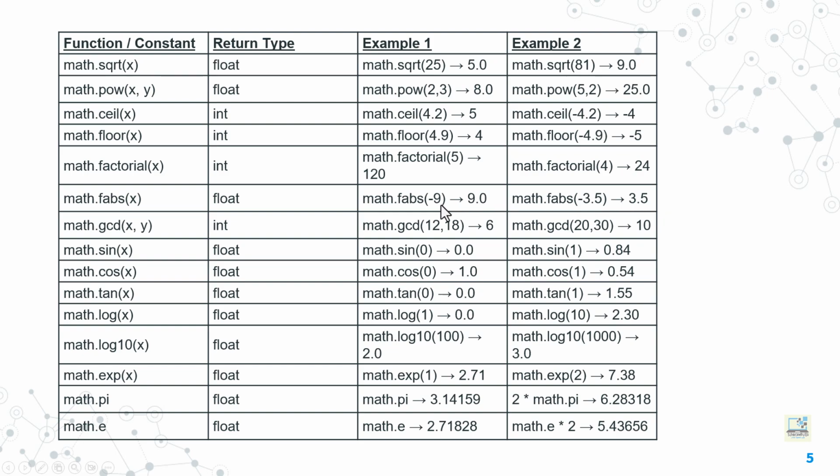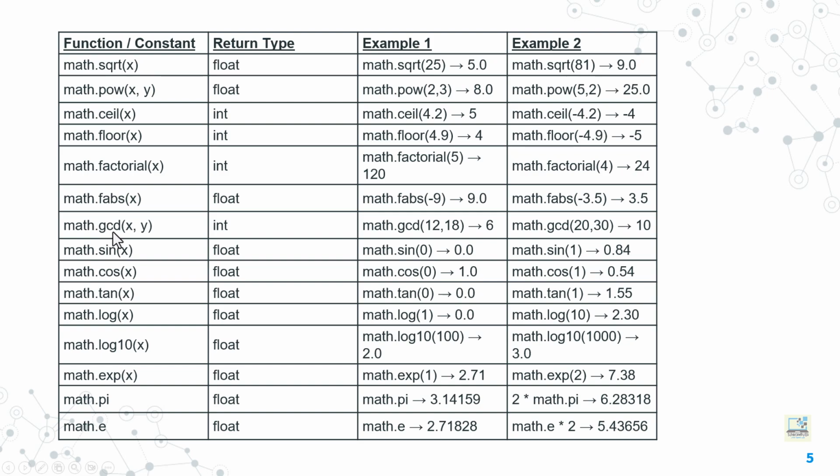But if you pass a positive number, suppose you're passing fabs of 5, the result will be 5.0. So no change, but the 0.0 will be added because the return is float. Then we have a function for GCD also. In other programming languages, you have to write a program for finding GCD. Here we already have a function.